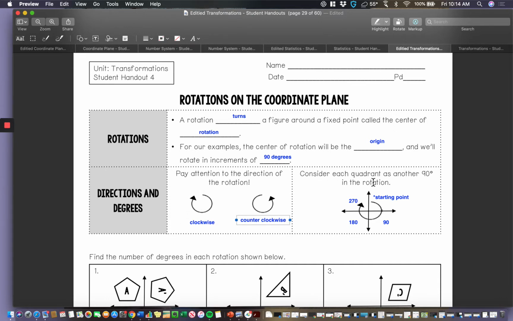And then consider each quadrant as another 90 degrees in the rotation. So if we start here and we're rotating clockwise, my first rotation will be 90 degrees, another rotation would be 180, and another rotation would be 270. So right here, starting point is always 0. No change, 0, starting point. Make a rotation, add 90. Make another rotation, add another 90 to give me 180. Make another rotation, add 90 to that, it gives me 270.